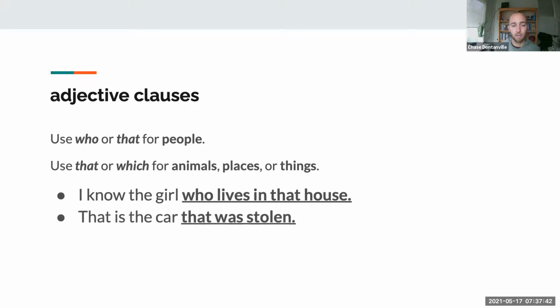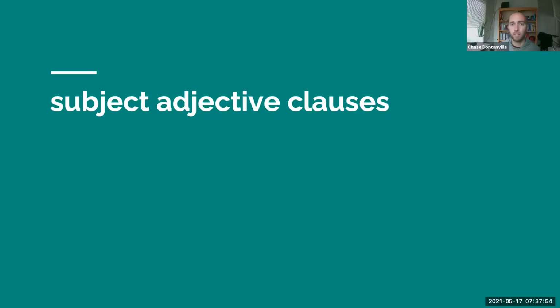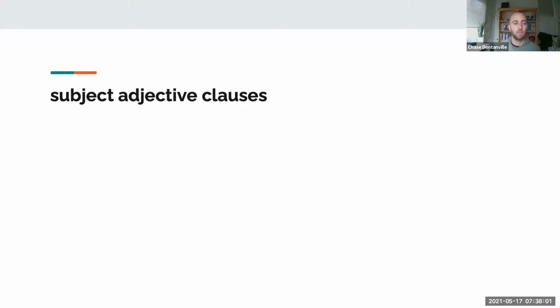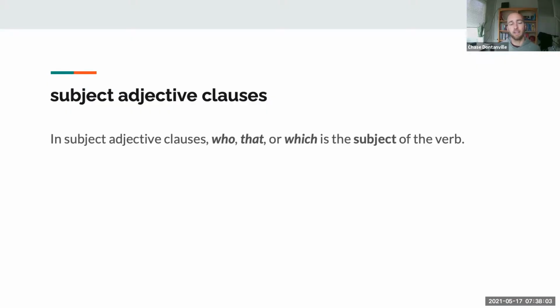That is the car that was stolen. So that was stolen, adjective clause. We use that because we're talking about a thing, a car. Okay, let's look specifically now at subject adjective clauses. So in subject adjective clauses, who, that, or which is the subject of the verb.